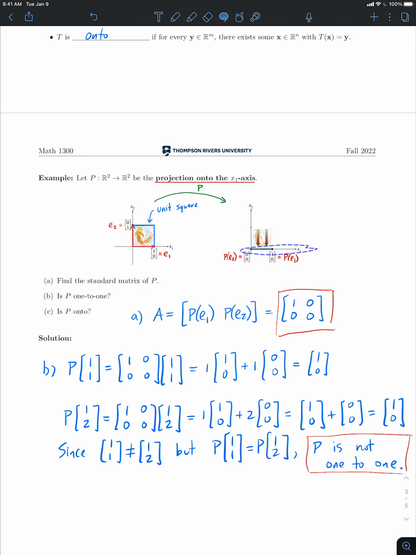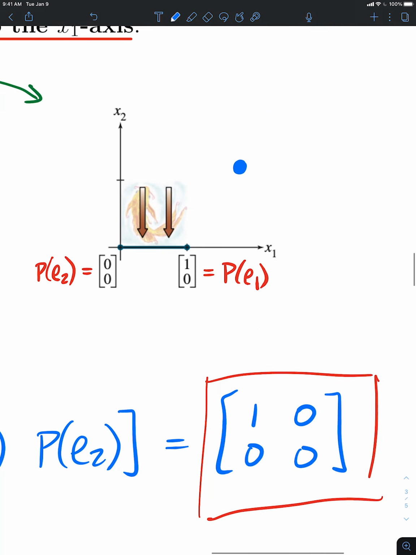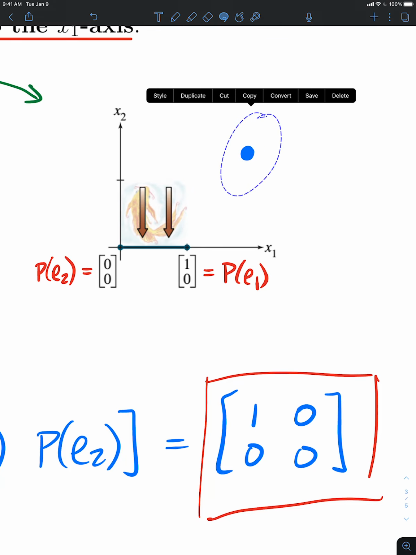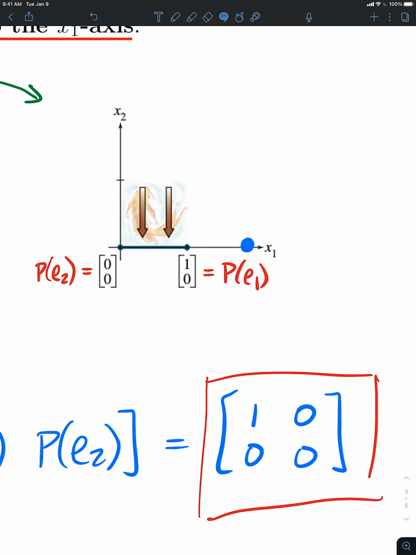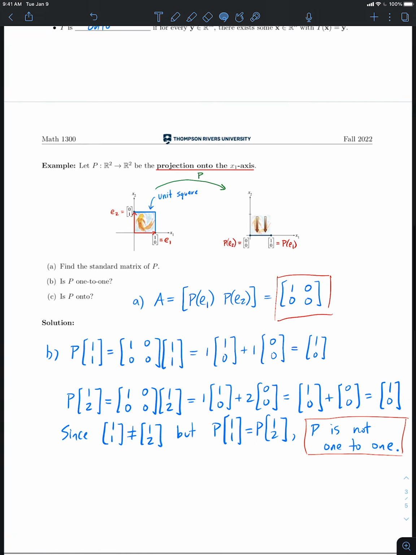It can't be onto, right? The only vectors that appear as output vectors are the ones that are directly on the horizontal axis. But if I take any vector up here, say, that's not on the horizontal axis, well, I can take that as an input vector, right? I can plug that into P, and it'll go down to the x1 axis. But I can't ever get points like this as output vectors from P. The only thing I can get from P are points that are on the horizontal axis. So for that reason, P is not onto.